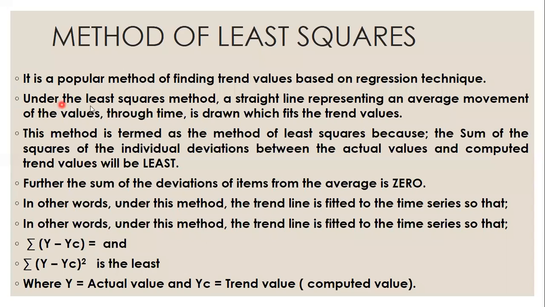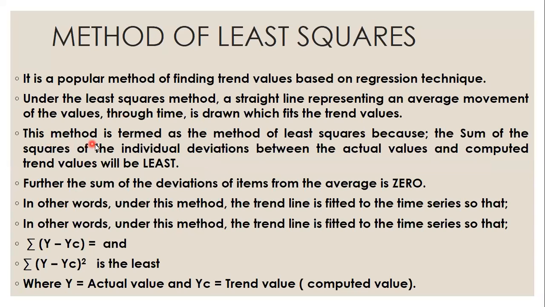So here under the least square method, a straight line will be represented for the average movement of values. Before, we were calculating the averages of whatever data was given to us, but here we are not going to do that. We will be finding the equations by least squares, where we consider the time as well as the regression equation.